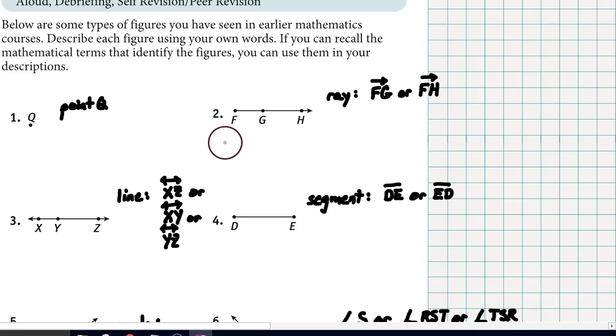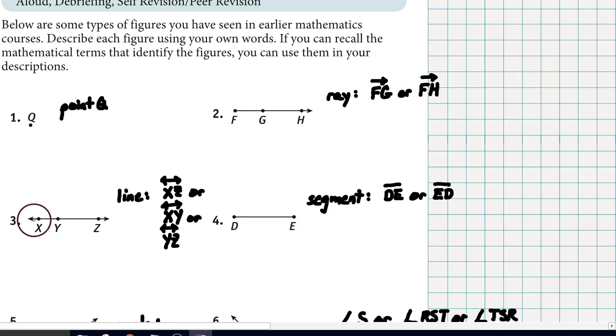Number 2, you might describe this as a line starting at a dot labeled F, passing through a dot labeled G, and then passing through a dot labeled H. You might describe that there's an arrow on one end of the line. This is called a ray, and the correct notation for the ray is ray FG, this symbol above the FG. You say the word ray, so ray FG, or you could call this ray FH.